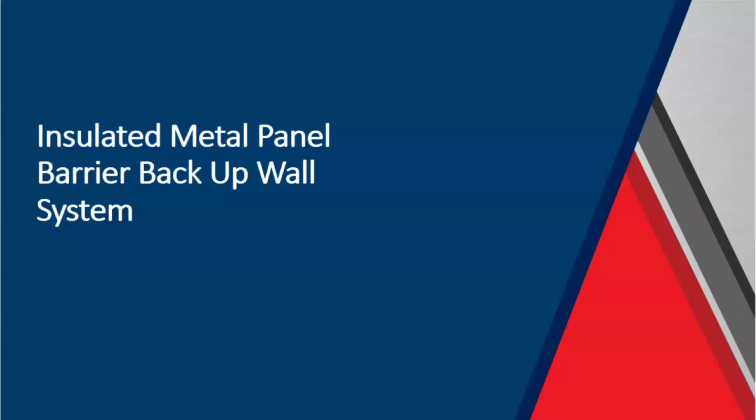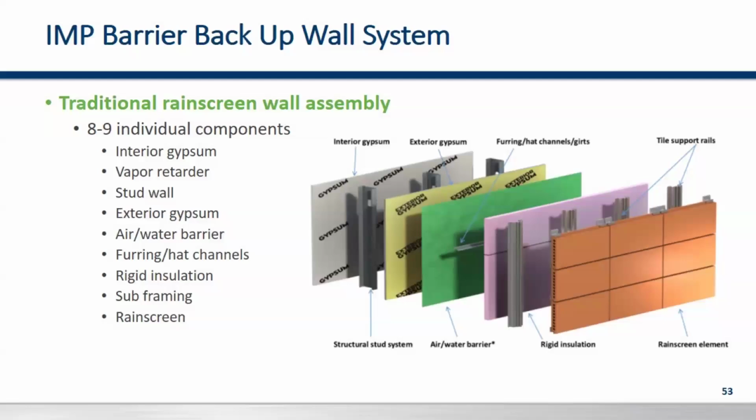Now let's take a look at the system as a complete whole here. When we get into those common Rainscreen systems that are used because they're so robust and long lasting, however, we have multiple components here. We have our exterior Rainscreen element, rigid insulation, subframing, our air and water barriers, say some exterior gypsum, and your finished interior there. So we have 8 to 9 different components.